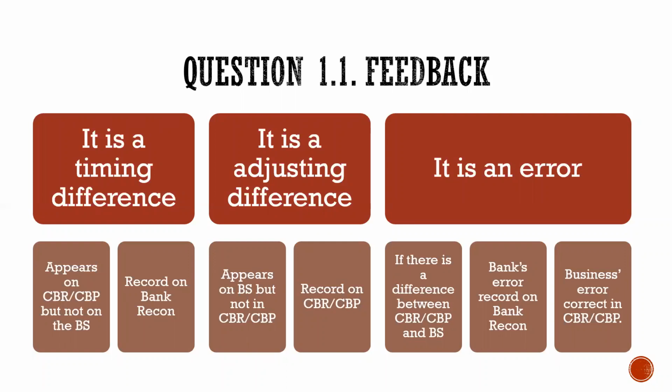Okay, so based on what an error is, all those items where they say the bank overstates, understates, or the business overstates, understates, when you read that, it will always be an error, and depending on who made the error, you would either put it on the bank recon or on the cash book receipts and cash book payments.